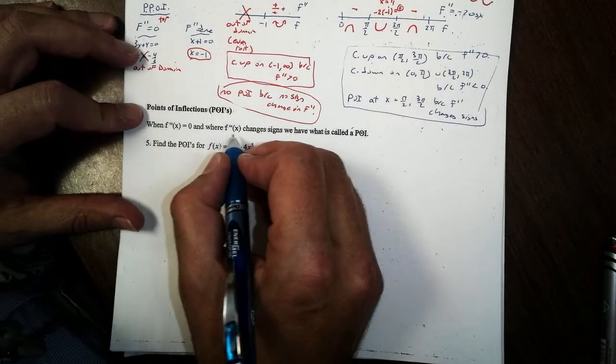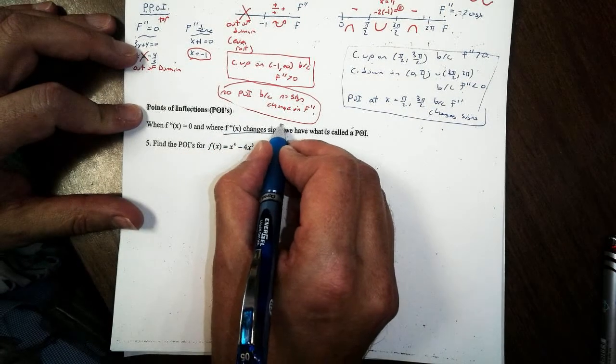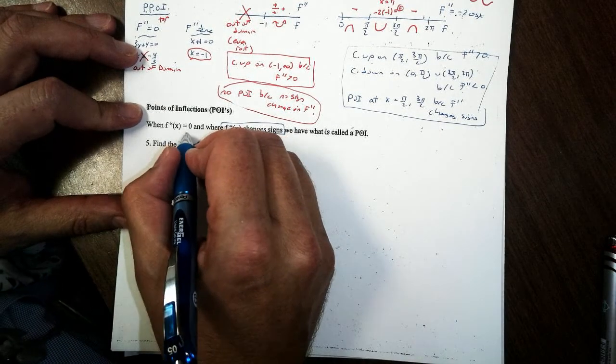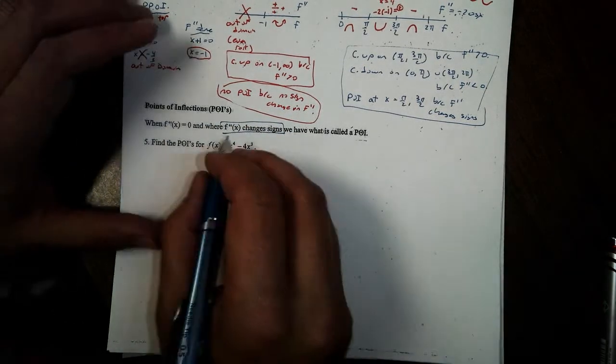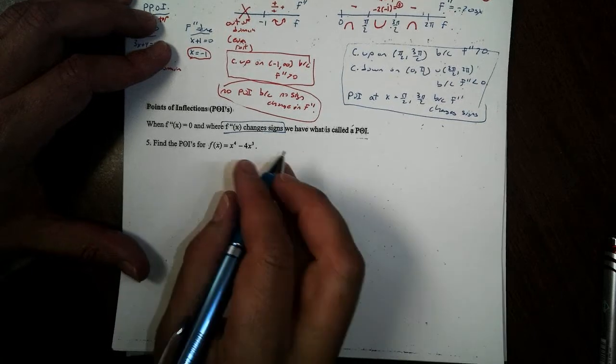Alright, the last one talks a little bit more about points of inflection. This is where the second derivative is 0, but mainly where it changes signs. Because this could be a DNE, so we don't really focus on that. This is called a POI. So let's go and find the points of inflection for here.